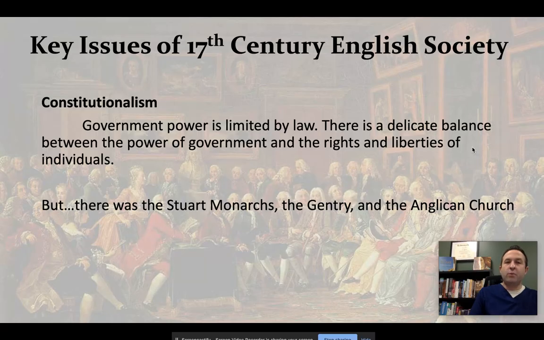However, at the same time, pushing against those Stuart kings, Calvinists were in particular opposed to any influence of the Catholic Church, including a couple of royals like James I and Charles I, who we'll talk about later, because they seemed very sympathetic to Catholicism. So these are the competing forces in England, right?